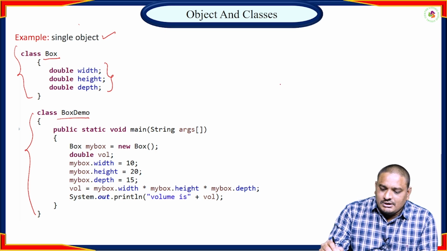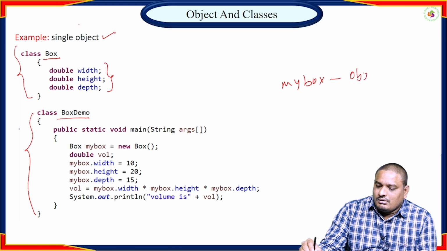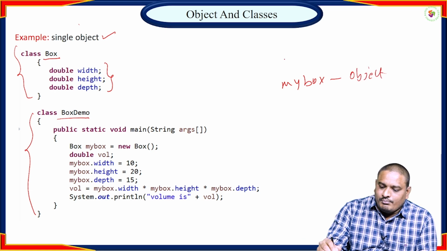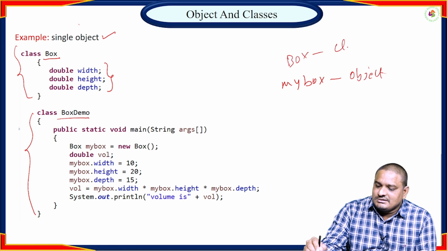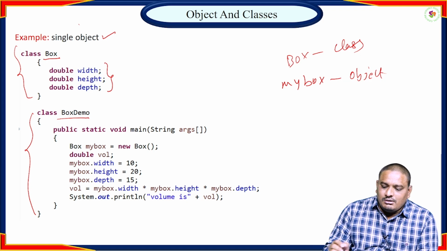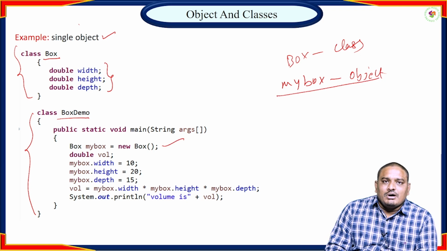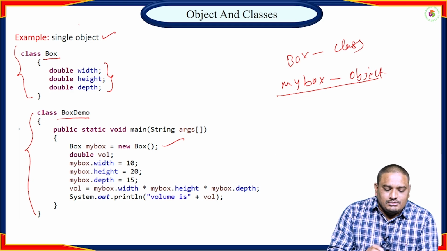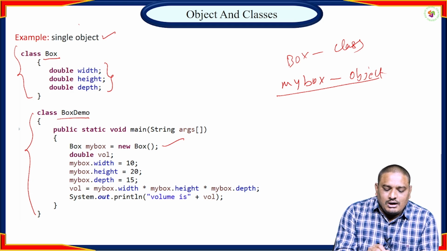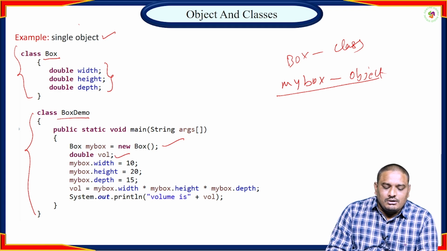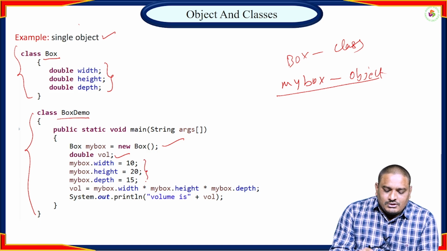The single object is myBox, an object; Box is a class. Here myBox is an object for creating the object. The Box follows the object. Here we have to find out the value of a particular variable. See these three statements.